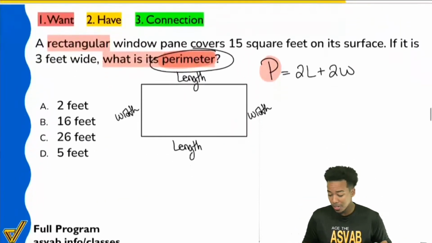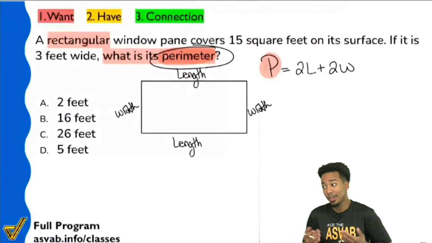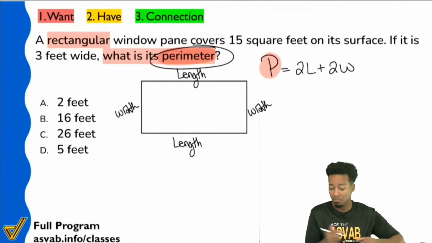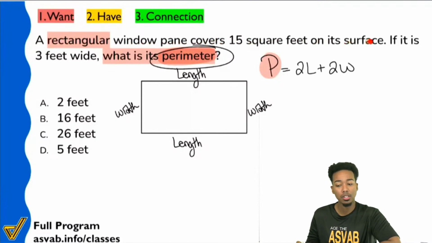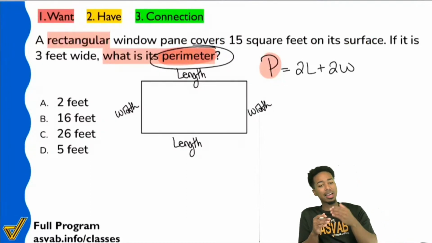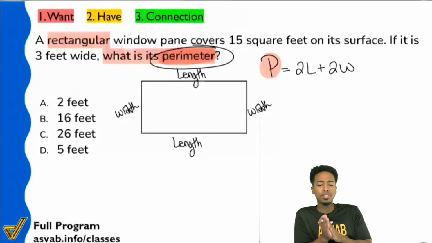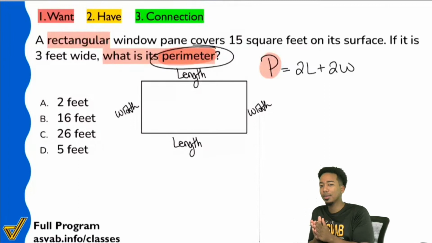So let's see if we can sort through the information here and find what the length is and what the width is. Let's read. So now we're going to gather our information. Now we're in the second step. A rectangular window pane covers 15 square feet on its surface. Everybody, quick question. Is that going to be the length or the width, the 15 square feet on its surface?